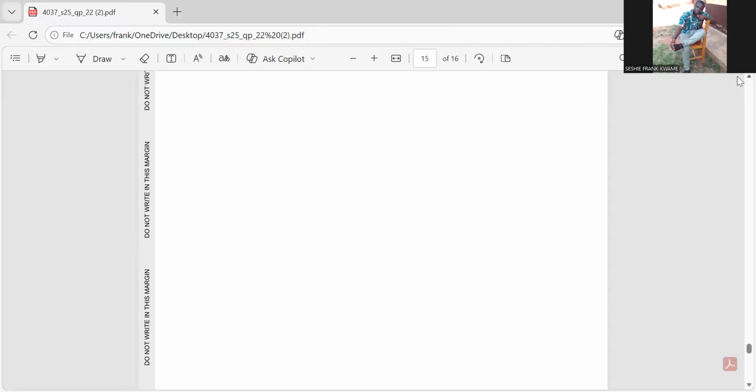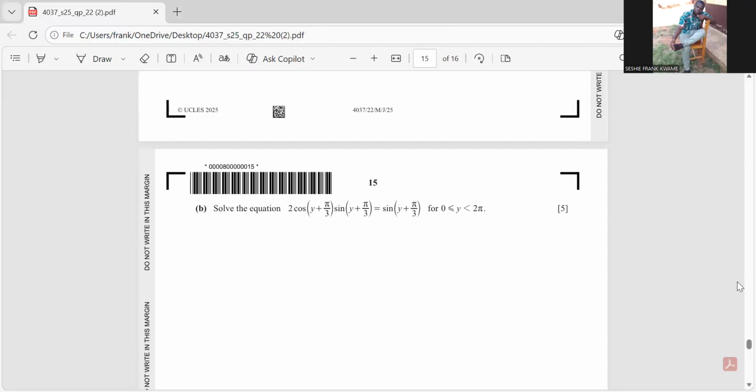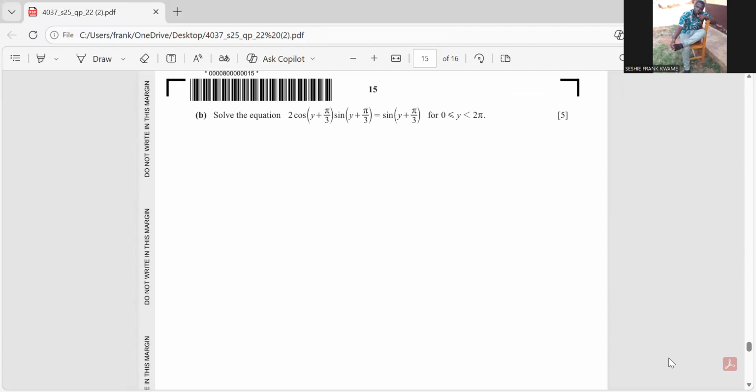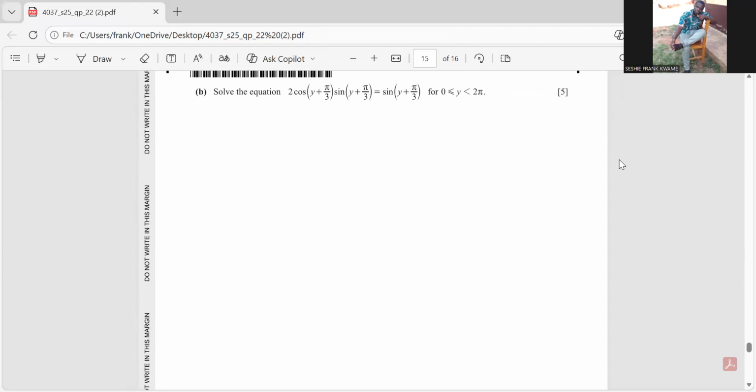Okay, so let's look at this particular question. Two cos y plus 3, 5/3, blah, blah, blah. So if you are going to solve this, first, you can decide to send the sine y plus pi/3 to the left.